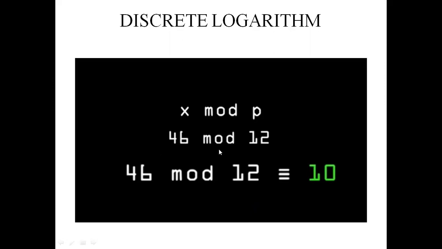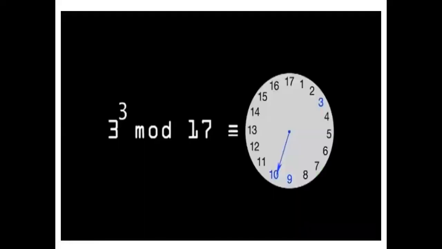How do we find this congruence class? We divide 46 by 12. 12 threes are 36, and the remainder is 10. So that 10 will be my congruence class. You guys are familiar with this, I guess, so we're going to move on to the next.